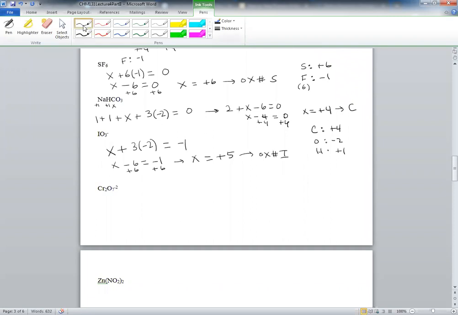So last, almost there, is that we have dichromate. Once again, we start with the sum of the oxidation numbers. That sum is a -2, right there. -2. And then how many oxygens do we have? We have 7 times -2.